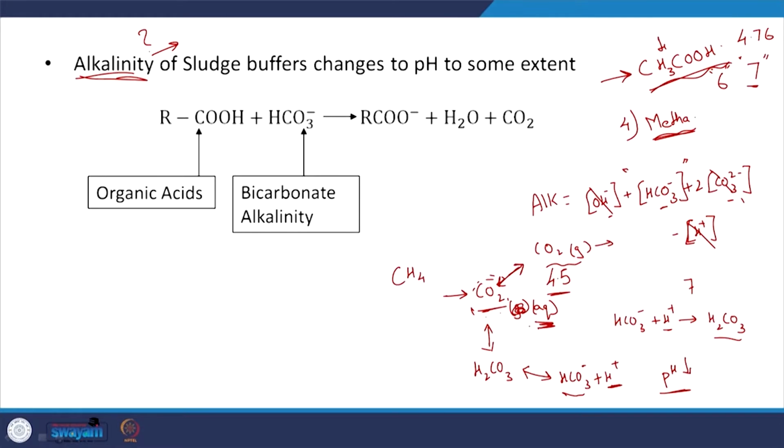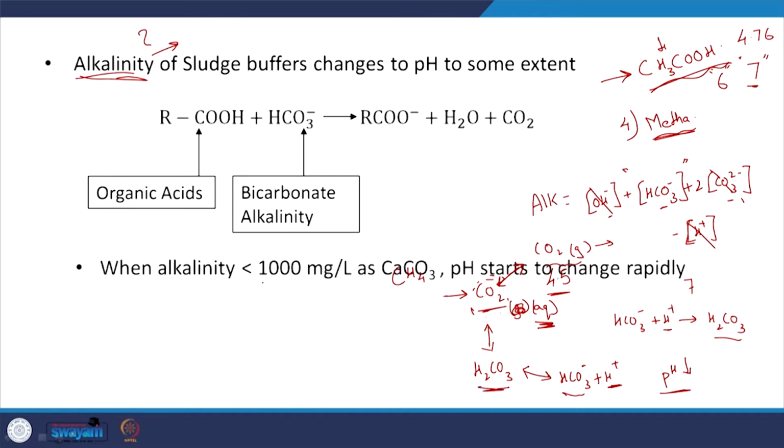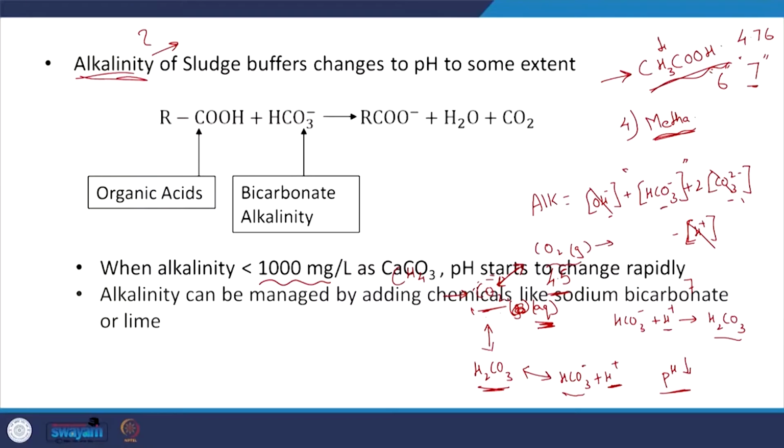So, let us move on from here. When alkalinity is less, you will have to see to it that the pH does not drop too much. How can you do that? By adding alkalinity extraneously. How can you do that? Either add Na2CO3 or add lime, let us say. So, that is the way to go about it.